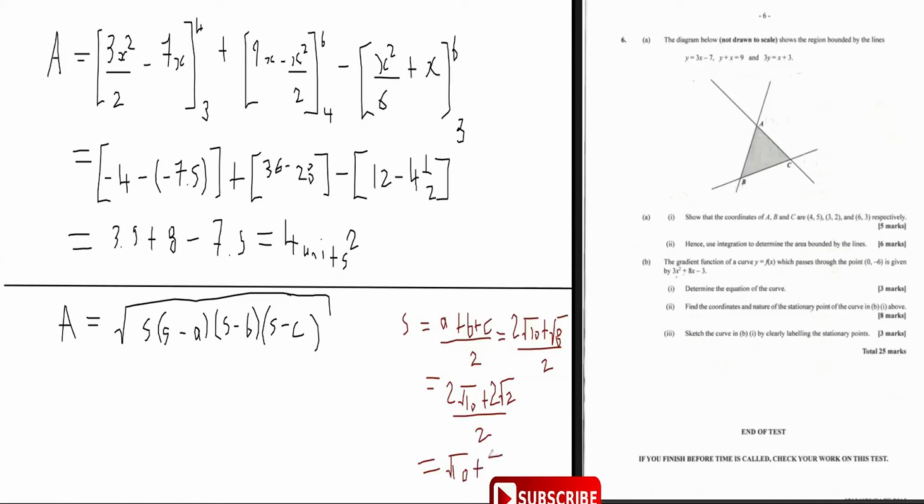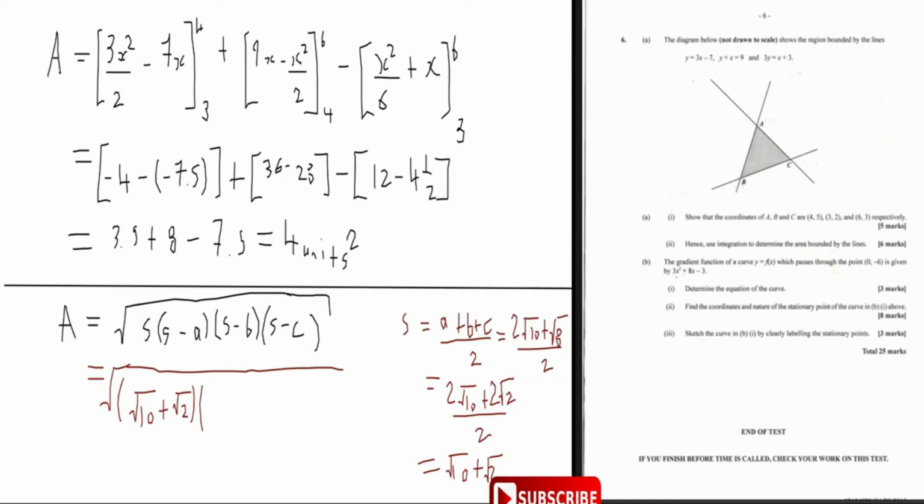So you might say, sir, why is this important? Look why it is important. It's good when you can do your questions in multiple ways. So the area is going to be the square root of S, which we just saw is root 10 plus root 2, times S minus A. S minus A is going to be root 10 plus root 2 minus root 10.